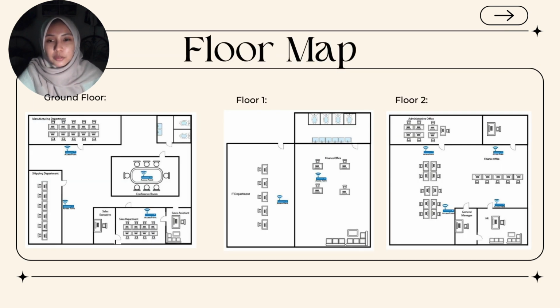So here is the floor map of the building. First is the ground floor, second is floor 1 and floor 2. As you can see, there are 4 APs for the ground floor. For the first floor, there are 2 APs. And for the second floor, there are also 4 APs.